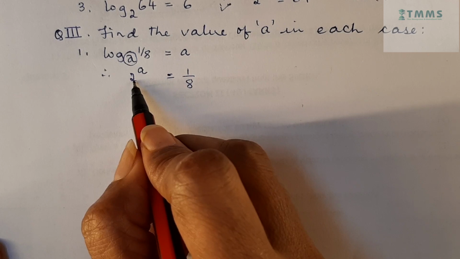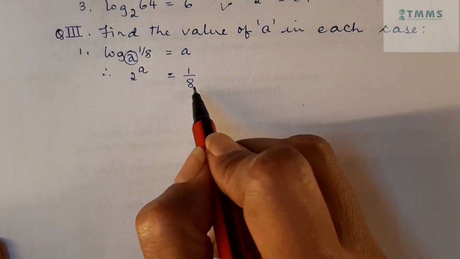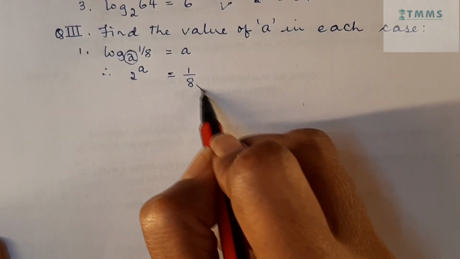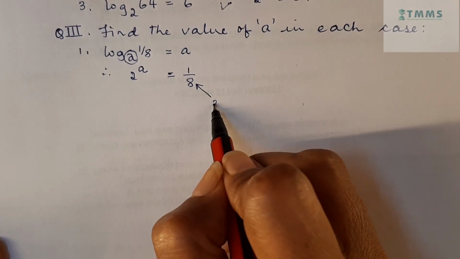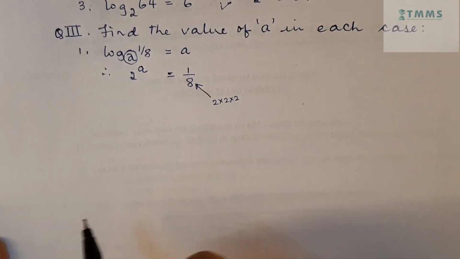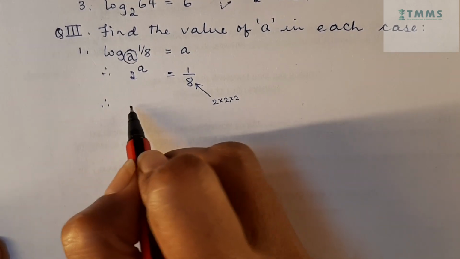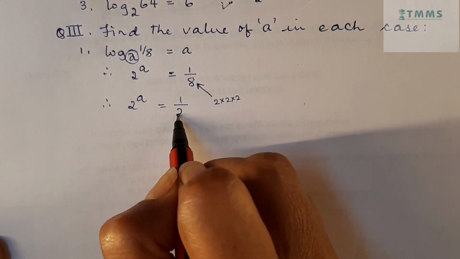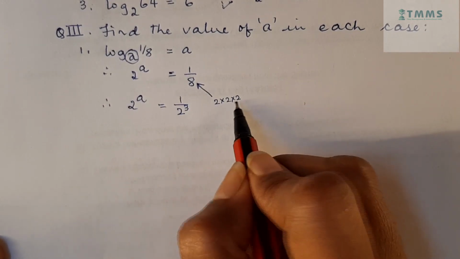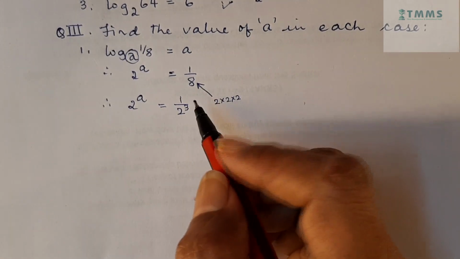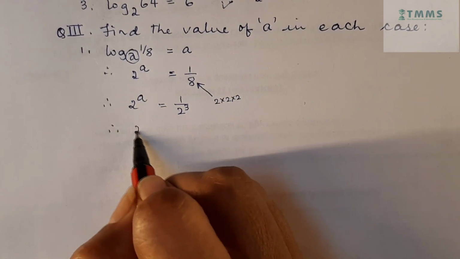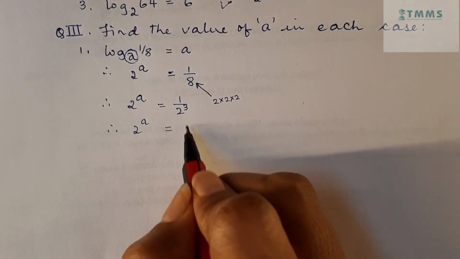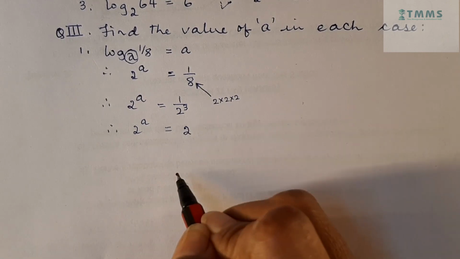Now can you see that here we have 2 raised to something? So here also you must have 2 raised to something. Is this a power of 2? Isn't it 2 into 2 into 2? And so we will write it as, therefore 2 raised to A is equal to 1/2 raised to 3, because 2 when you multiply 3 times you get this 8. And now 2 to the power A is equal to, here also I must have 2 raised to something.